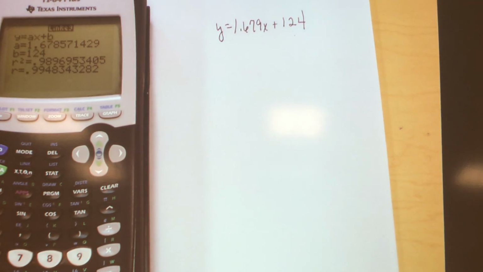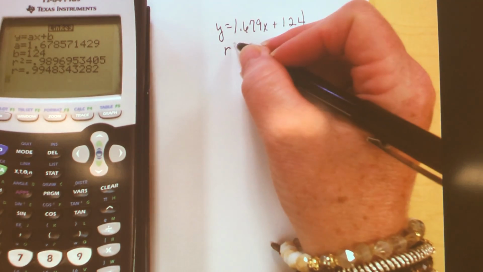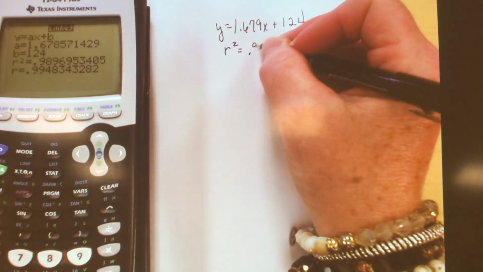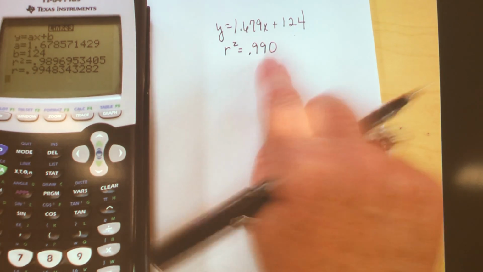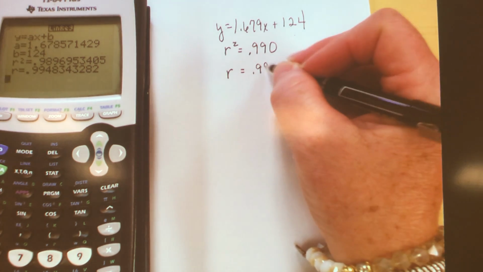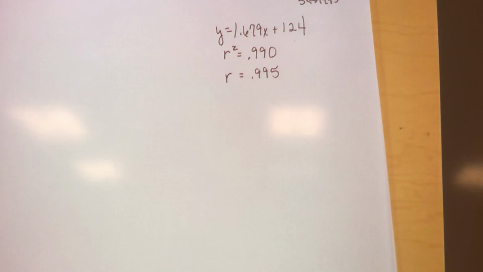Yeah. All right. I'm going to go ahead and write r squared and r down because I don't know what they're going to ask us on the test or the worksheet. So r squared is equal to, round it off to 3 decimal places and tell me what you get. 0.990. Very good. That is rounded off to 3 decimal places, people. Okay? What about r? 0.995, right?